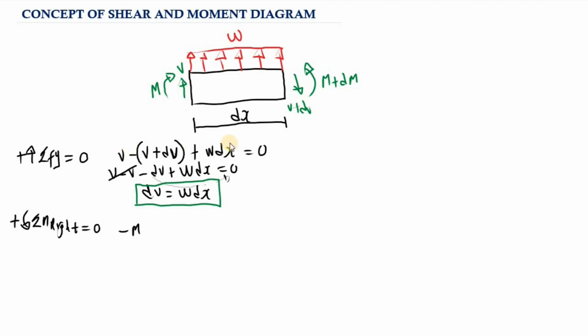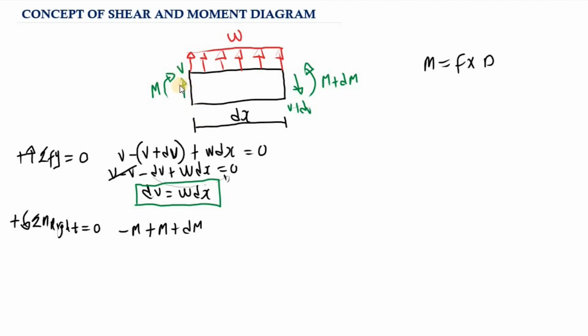Then on the right side, we have M plus dM. This is acting in the counterclockwise direction, so it is going to be positive. So this is positive M plus dM. Because we know that moment is equal to force times distance, we also need to take a look at the forces.